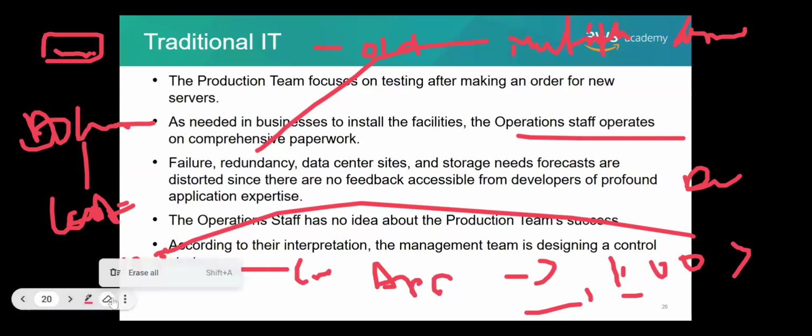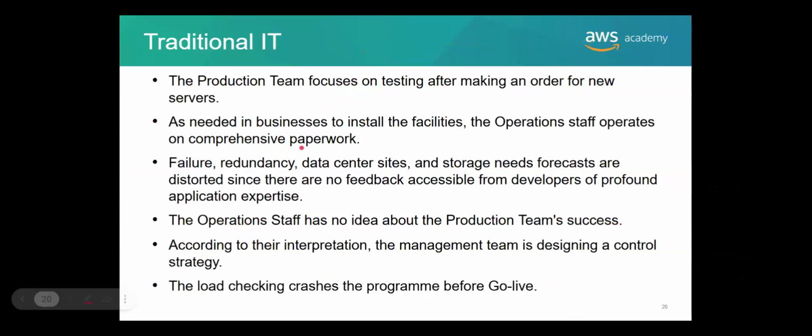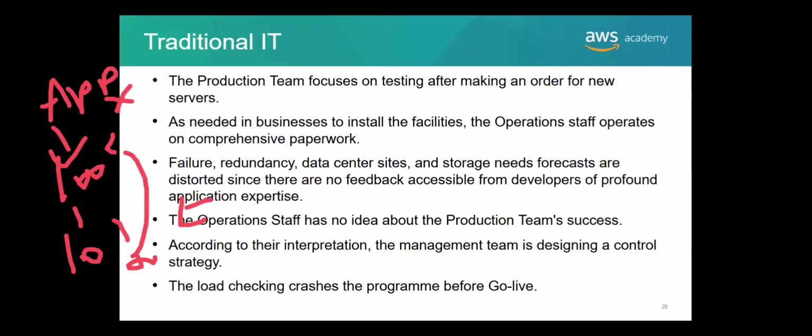Next one, the load checking crashes the program before go live. So what will happen when you are designing the app and you already mentioned only 100 employees? When the 100th person joins the app, the entire app will collapse.